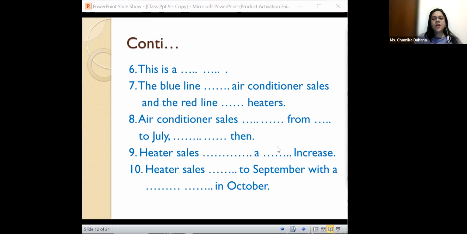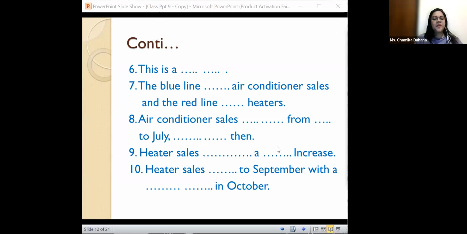Very good. Dropped steadily from, now when you write January, you have to remember something. January is a proper noun. When you write all the proper nouns, what are proper nouns? Names of people, things, and places, right? So January is a name for a month. Therefore, when you write J, J has to be capital. If it is not capital, you can't give yourself a mark, right? So air conditioner sales dropped steadily.